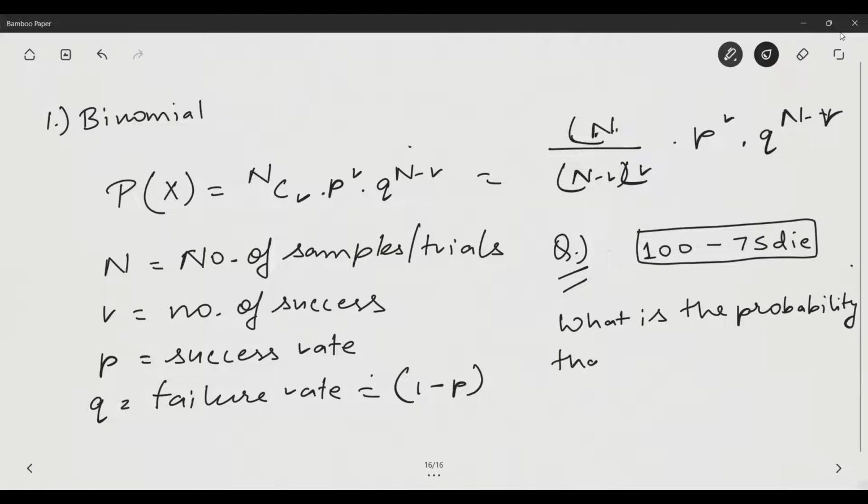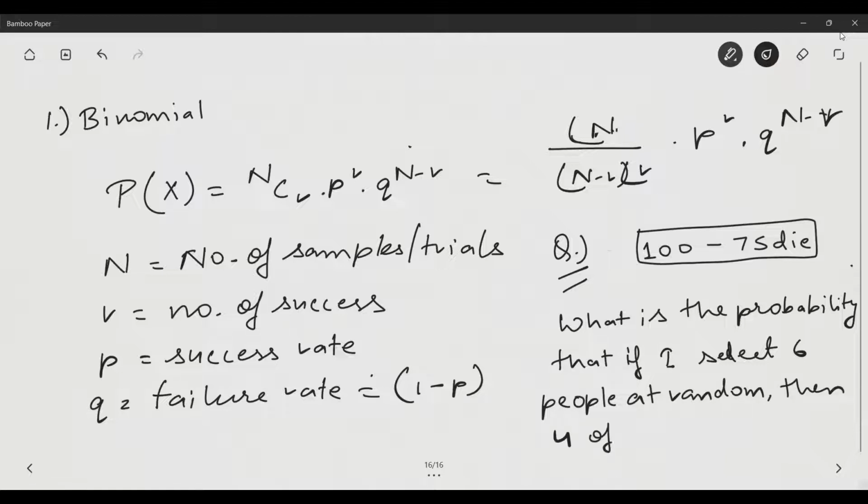What is the probability that if I select 6 people at random, then 4 of them will survive? So what is the probability that if I select 6 people at random, then 4 of them will survive?